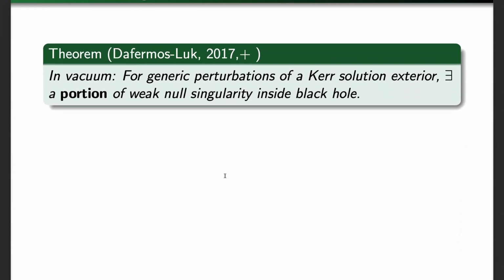And so one result is by Fournodavlos and Luk from 2017 onwards. They're saying that for generic perturbations of a Kerr solution, a portion of the singularity is weak null. So number one, it is not spacelike, it's null. And the portion is the one that emanates from timelike infinity. So let's recall.